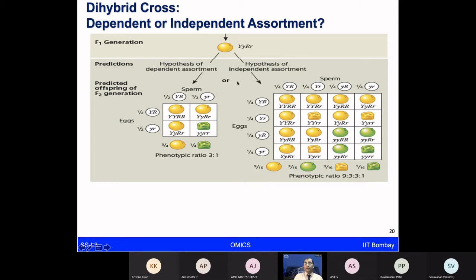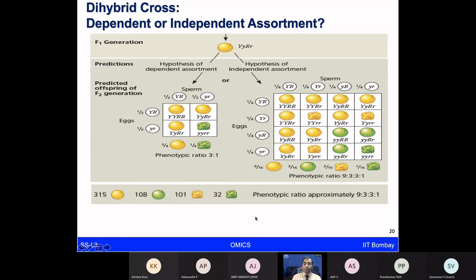But if they are independent, they are going to segregate separately, like two separate monohybrids, and then the characteristics will be very different. We might get a ratio of 9:3:3:1, unlike 3:1 if it is dependent. So based on this, he had already made predictions, but when he saw these results, he was counting the number of seeds which came from those crosses.